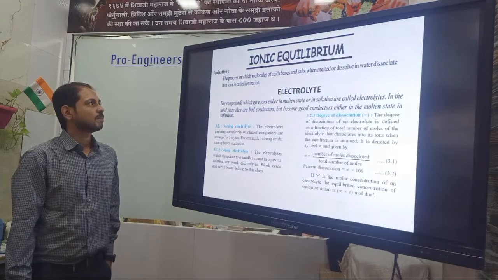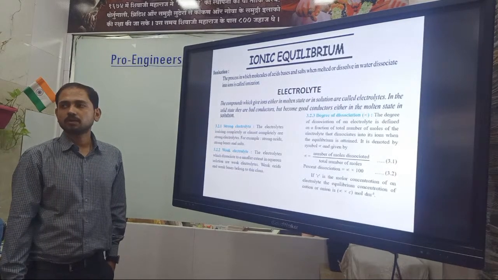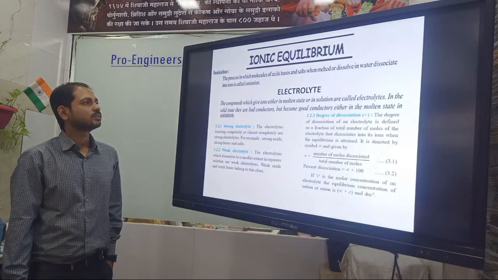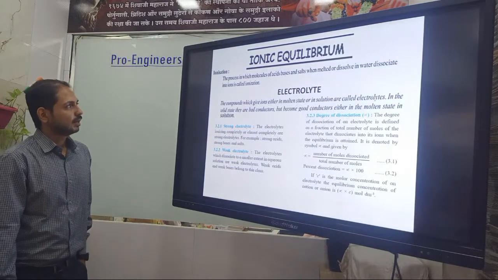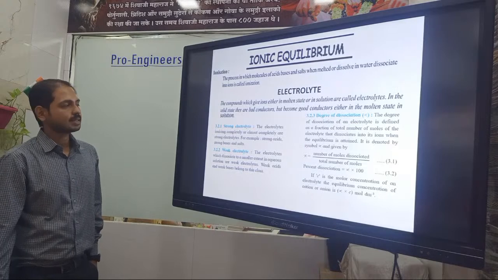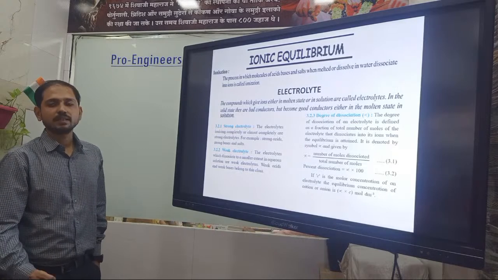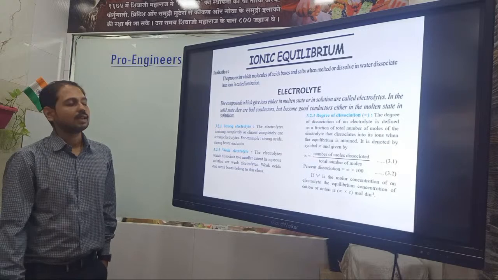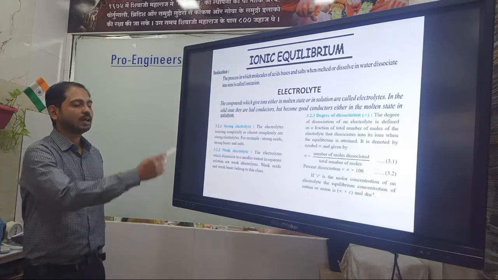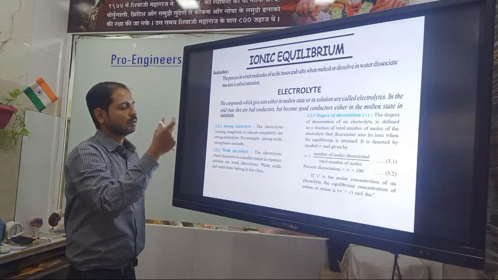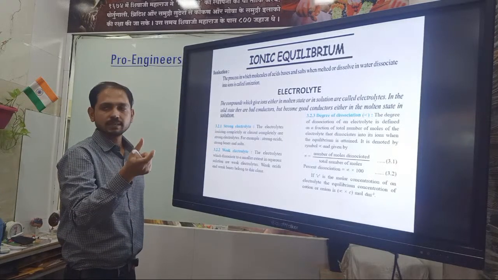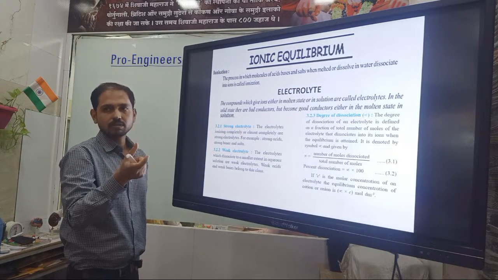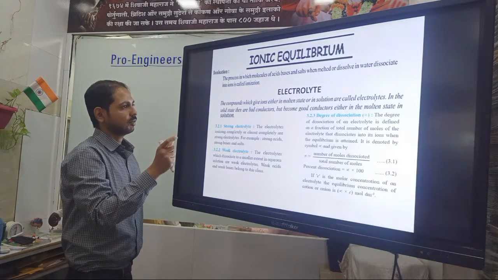It's not like all the molecules will dissociate in the melted condition or in the solution. Some of the molecules like acids, bases and salts dissociate in the solution, and this dissociation process is called ionization. Compounds which give ions in the molten state or in solution, usually aqueous solution, are called electrolytes.